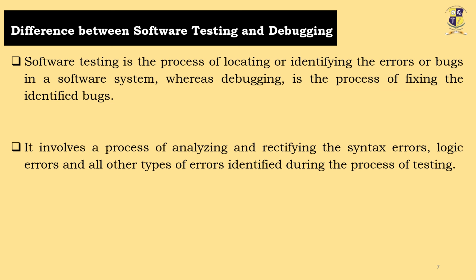Now, the difference between software testing and debugging. Software testing is a process of locating or identifying the errors or bugs in a software system, whereas debugging is a process of fixing the identified bugs. In software testing you try to locate or identify the errors in the system, but debugging is whatever errors you have found, you try to solve those errors, which is called debugging. A bug is nothing but an error here.